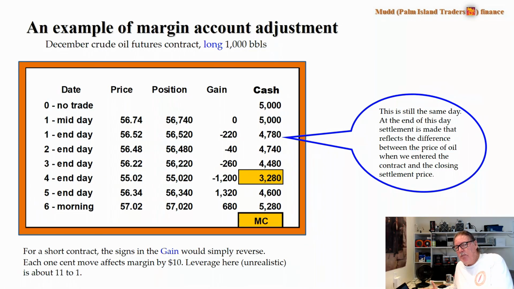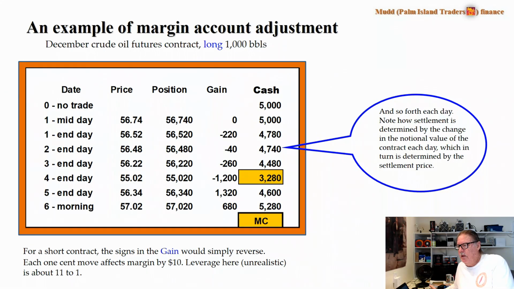So this is the opposite of options and stocks. When you buy a stock or you buy an option, the cash goes down by the amount of the purchase. Thereafter it does not change until you offset. In this, it's exactly the opposite. Cash does not go down on the entry or the exit, but it changes all during the time you're in the position. The exact opposite. That's what's so important to understand about futures contracts. And so forth each day.